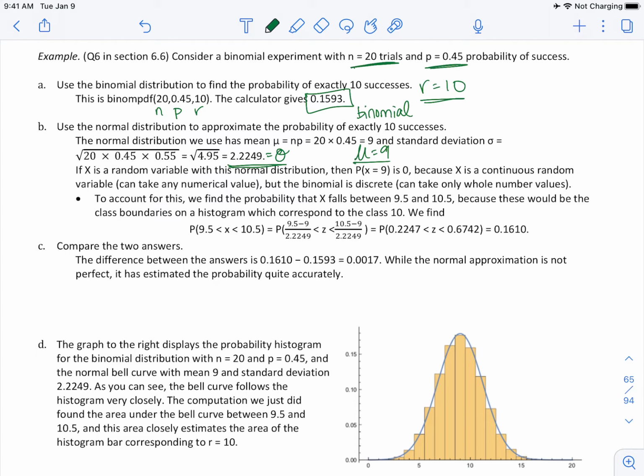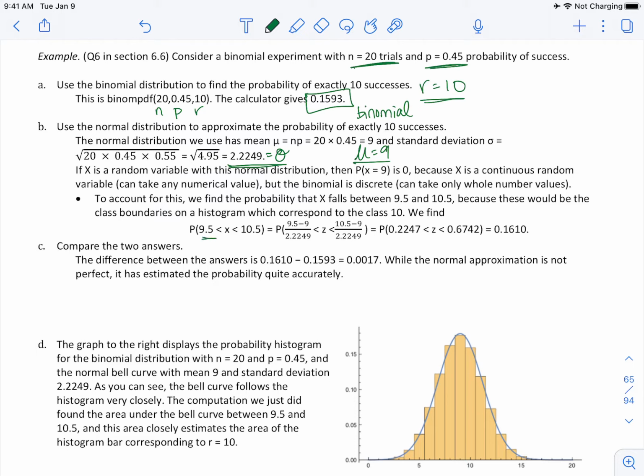So if x is a random variable with this normal distribution, then the probability x equals 9 is 0 because x is a continuous random variable. It can take on any numerical value, but the binomial is discrete. It can take on only whole number values. To account for this, we find the probability that x falls between 9.5 and 10.5 because these would be the class boundaries on a histogram which correspond to the class 10. So we find the probability that it's between 9.5 and 10.5.